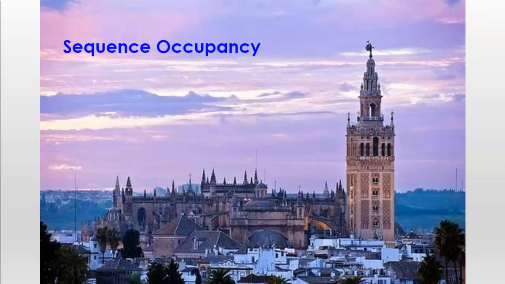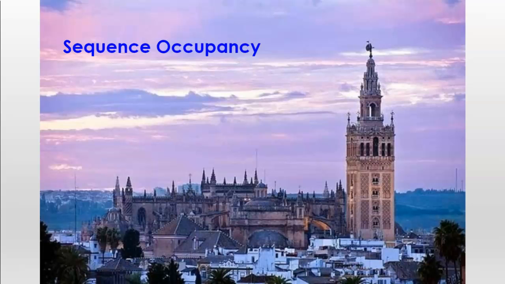Now, a unique thing within the cultural landscape is something called sequence occupancy. This is the idea that over time, different groups will come to live within a certain area, a certain region, a certain city, a certain town, whatever. Those different groups will bring their own cultural traditions and traits, and they will build layers upon the existing cultural landscape. So you have this sequence of different occupants building on top of each other.